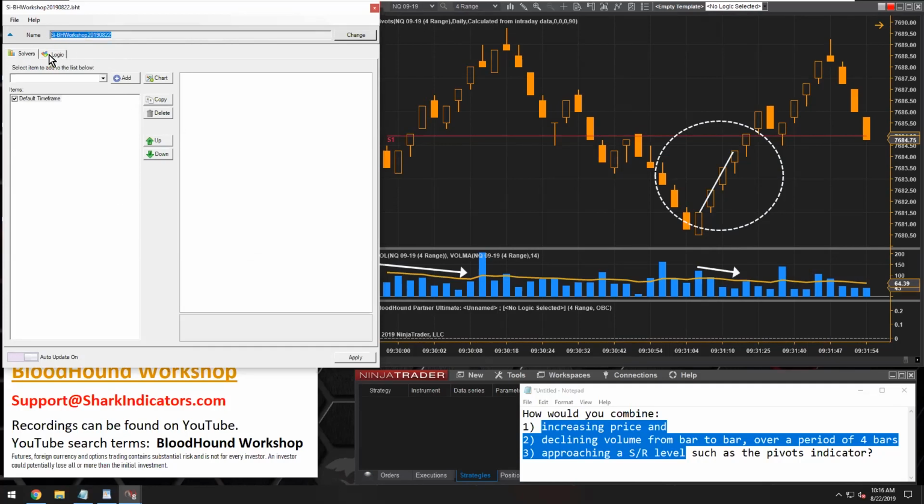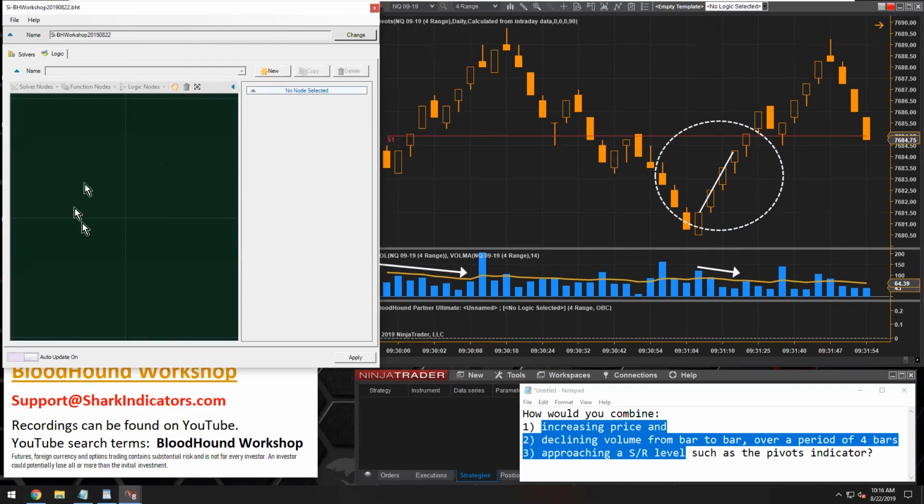And next, I'm going to start working on the logic board here. So from the logic tab, we can get to the logic board here. Let's hit the new button to create a new logic template. So let's see here. Increasing price and declining volume and approaching a support resistance level. There we go. You'll want to come up with some kind of a name for your logic template here.